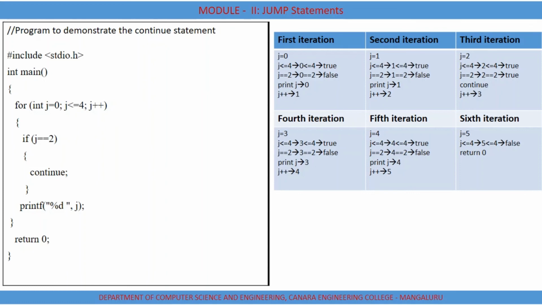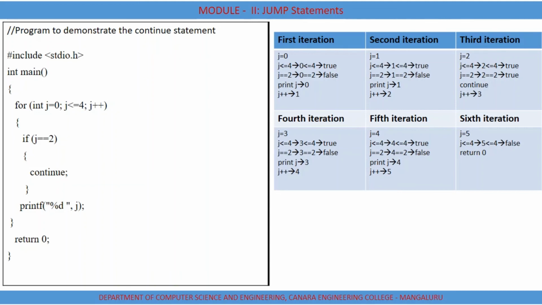Again control will come back to the for loop. Now j plus plus is executed. So now j value is incremented by 1. So j becomes now 2. So 2 is less than or equal to 4 is tested. Condition is true. So control will come inside the for loop. Now if j is equal to 2 is executed. J is now 2. So 2 is equal to 2 is true.